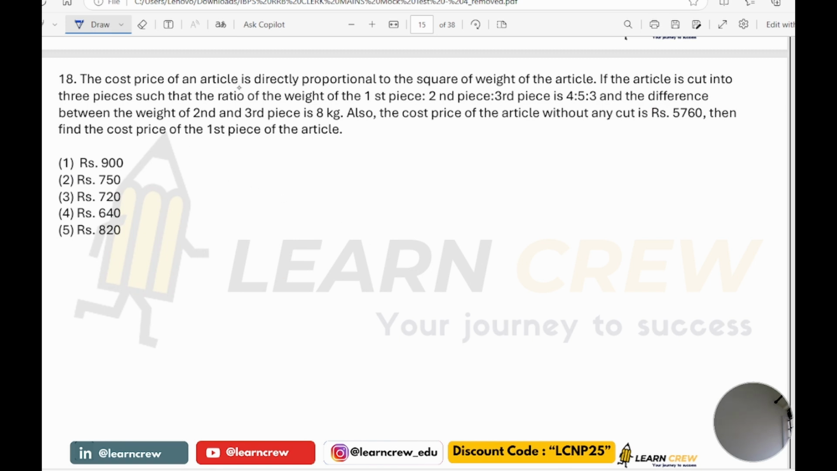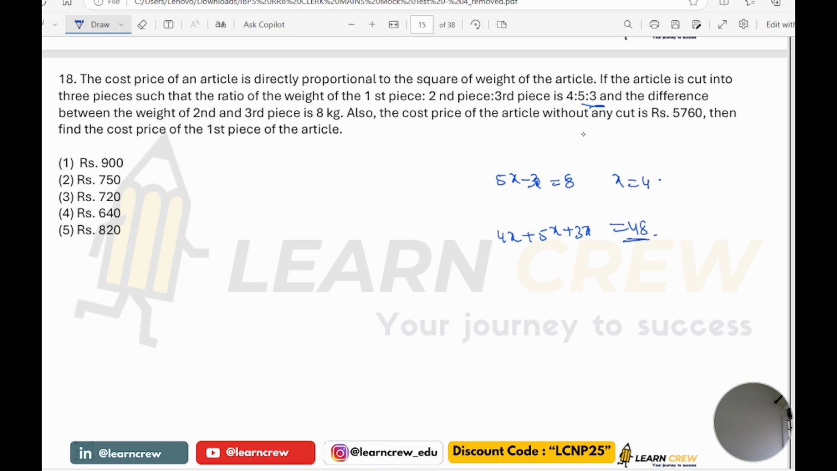The cost price of an article is directly proportional to the square of weight of the article. If the article is cut into 3 pieces such that the ratio of the weights of the first, second and third piece is 4:5:3, and the difference between the second and third, 5x minus 3x, is how much? 8 kilo. Then x is 4 here. Thereby total weight would be 4x plus 5x plus 3x, which is 12x, which is 48.